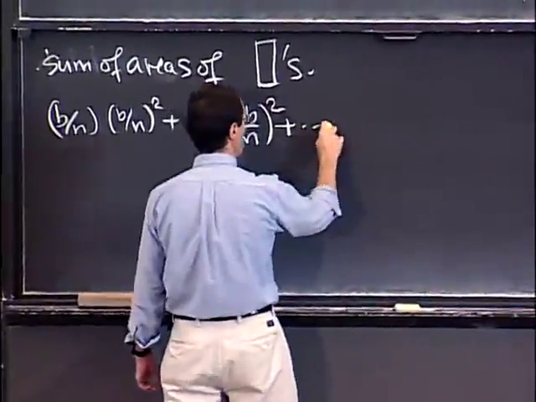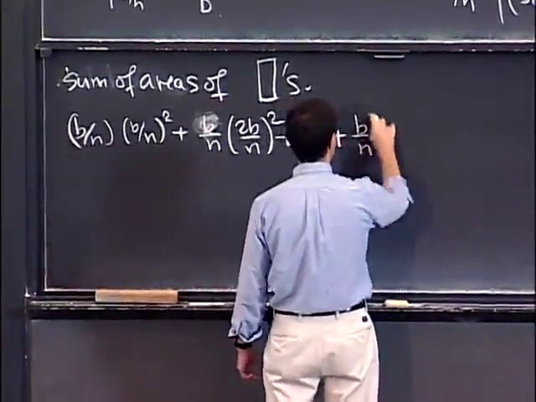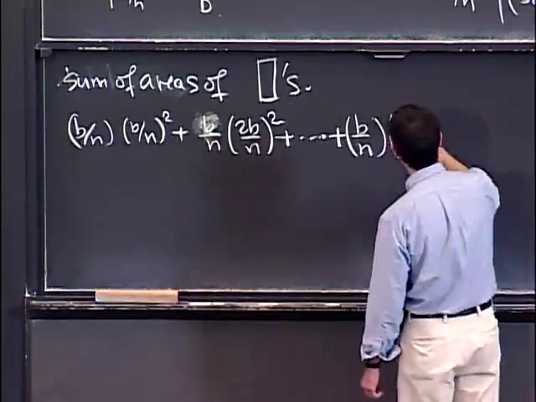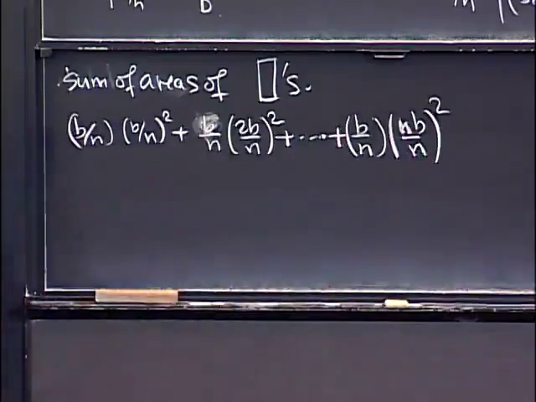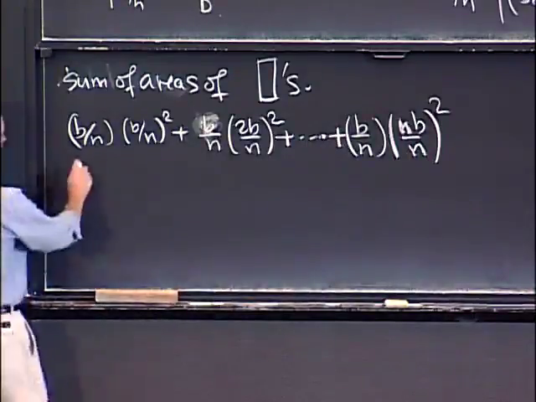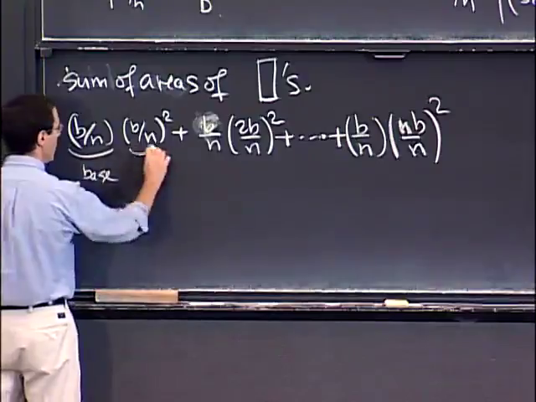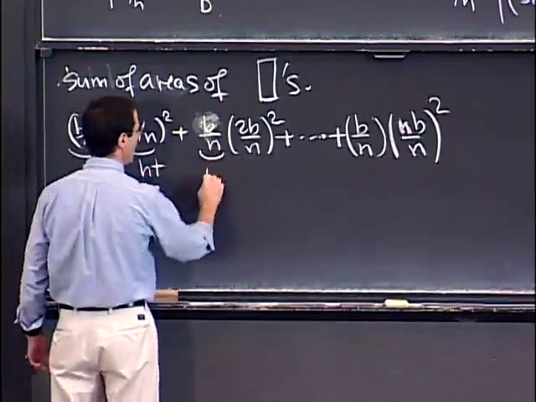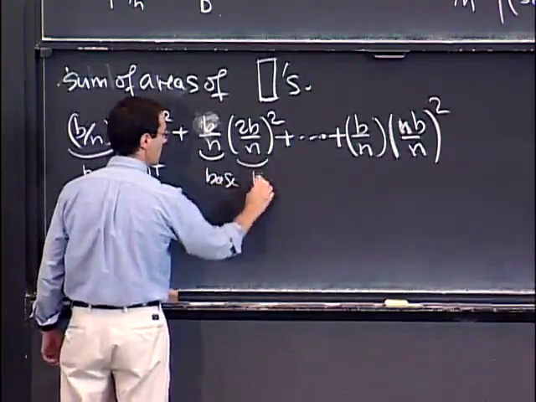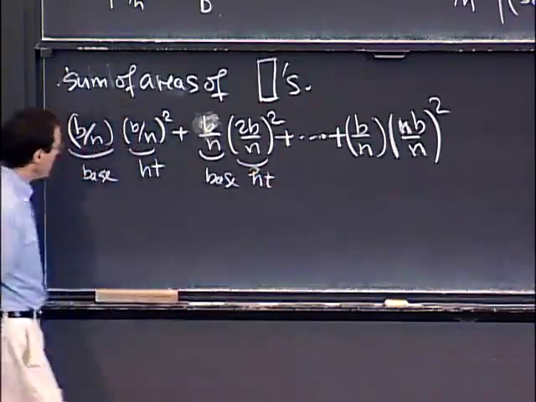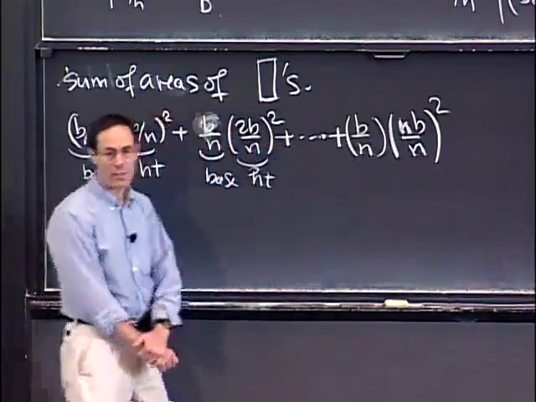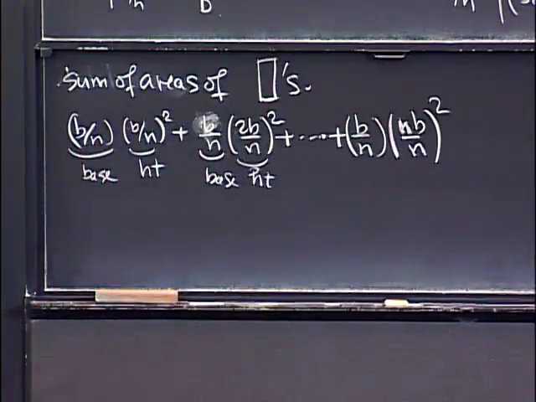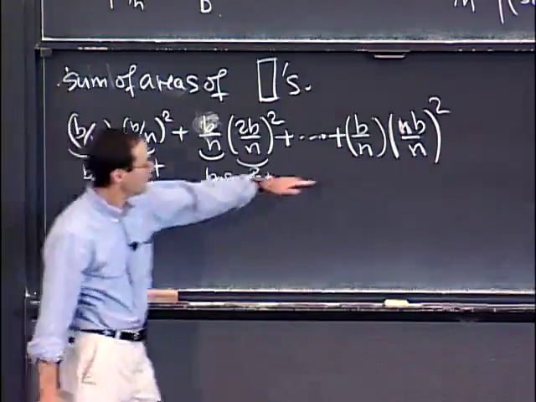And it just keeps on going. And the last one is b over n times nb over n squared. So it's very important to figure out what the general formula is. Here we have a base, and here we have a height, and here we have the same kind of base, but we have a new height, and so forth. And the pattern is that the coefficient here is 1, then 2, then 3, all the way up to n. The rectangles are getting taller and taller, and the last one is the biggest.